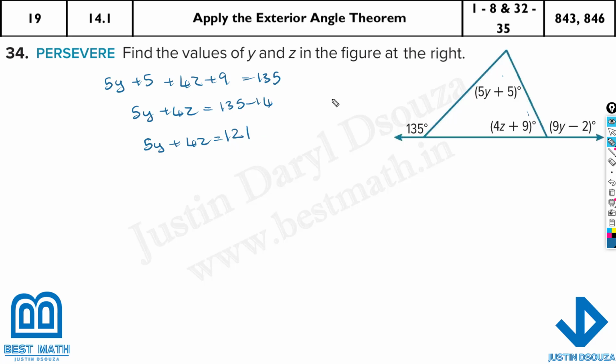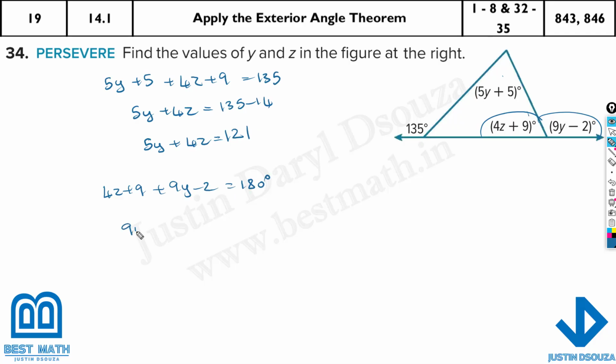That's it. Now, what about the other relationship we can have? This and this, they are a linear pair, right? So when you add these both angles, it'll be 180 degrees. So let's do that. 4z plus 9 plus 9y minus 2 is equal to 180 degrees.